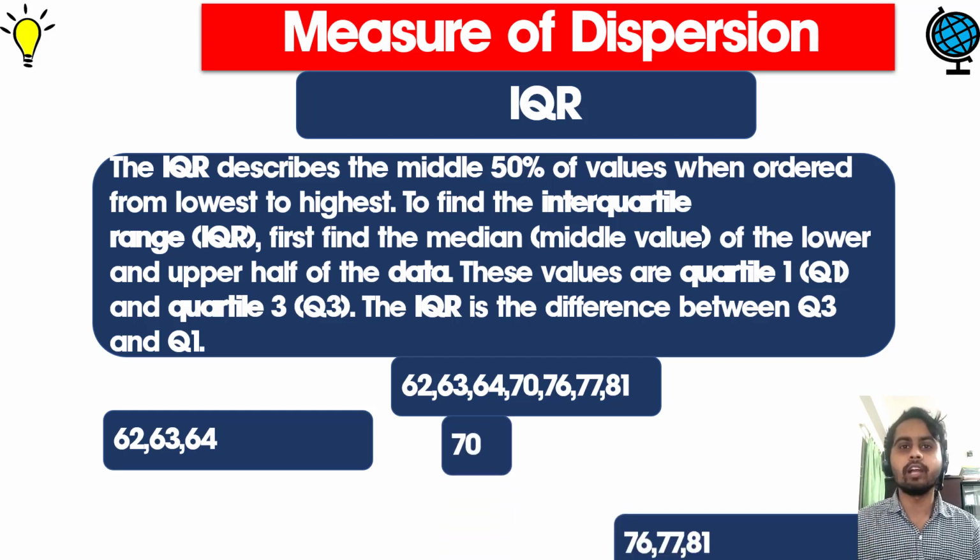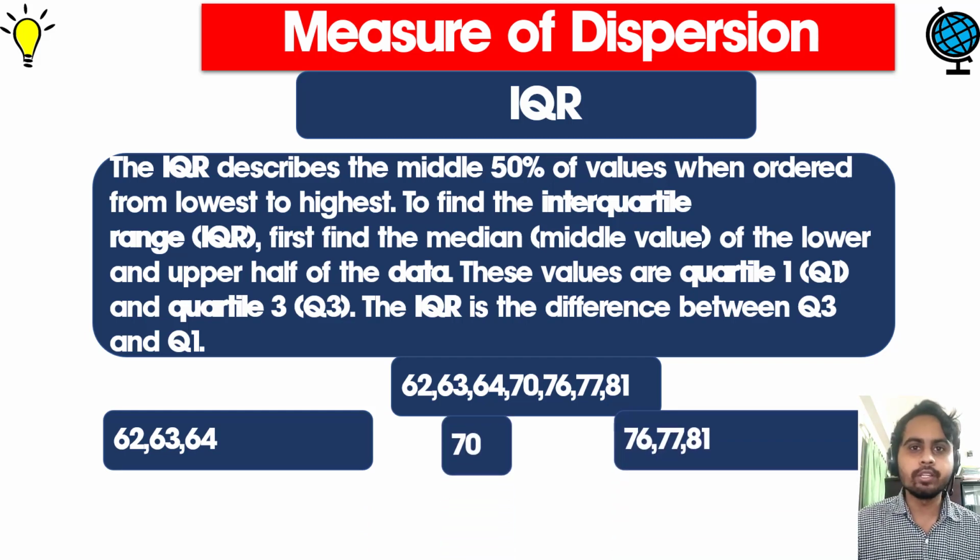So here I have only 7 numbers in the data: 62, 63, 64. If you find the middle value, it is 70. This is called the median, the 50th percentile value, which is Q2. Before the median you have 3 values: 62, 63, 64. The median of these 3 values is of course 63. This is called Q1, the 25th percentile value.